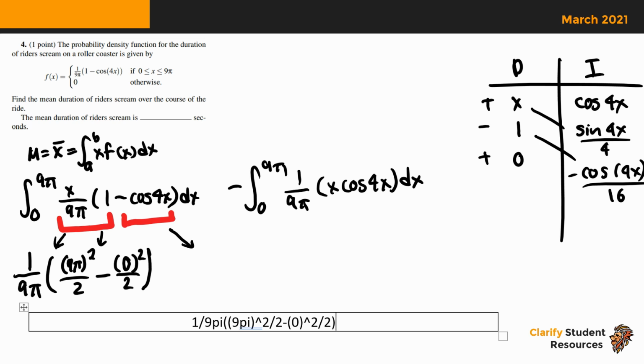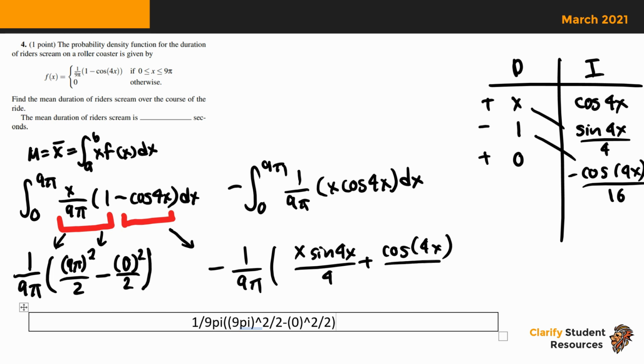So this is basically going to become, I'm going to factor out the 1 over 9 pi, and I'm going to plug in our thing. So we're going to get x sine 4x over 4, minus minus basically becomes plus cosine 4x over 16. And now this is on a range from 0 to 9 pi.